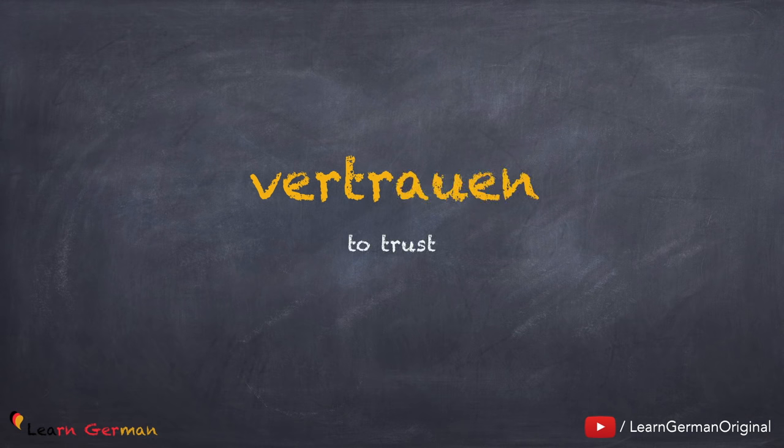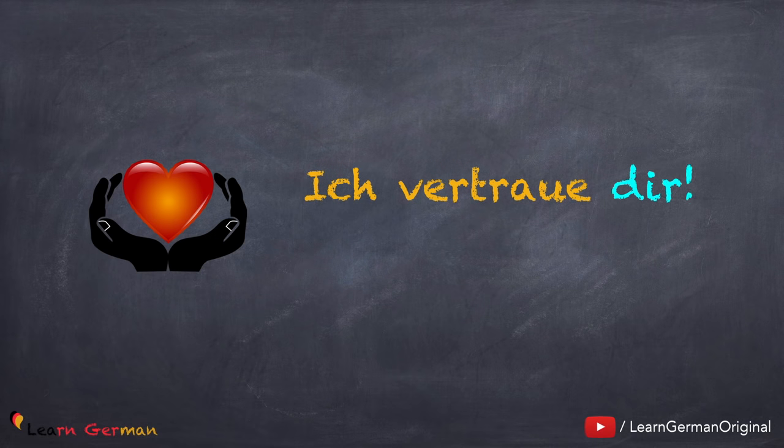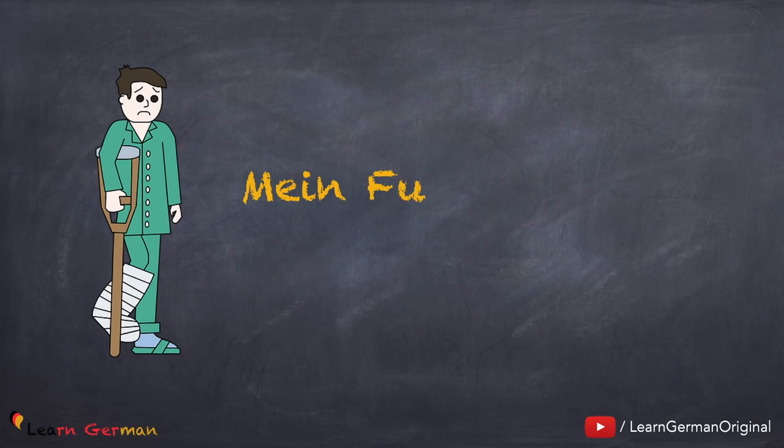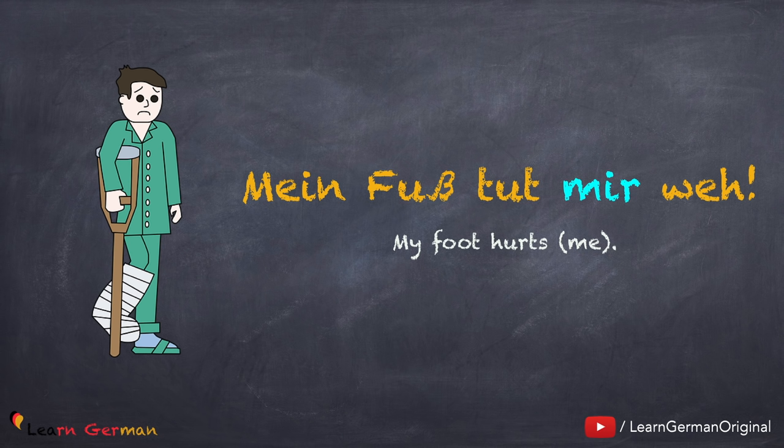Another dative verb is vertrauen. And how would you use it? Ich vertraue dir. Ich is the nominative subject and dir is the dative object. And the last verb? Wehtun. Let's see how to use it. Mein Fuß tut mir weh. Mein Fuß is the nominative subject whereas mir is the dative object. This is another very important structure you should remember, especially if you're going to the doctor in Germany.